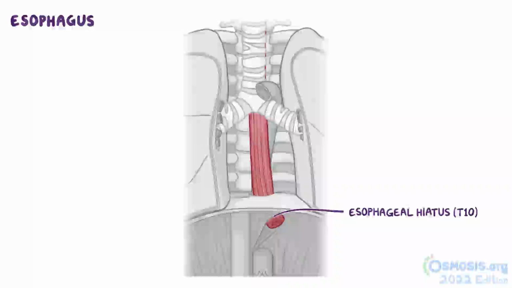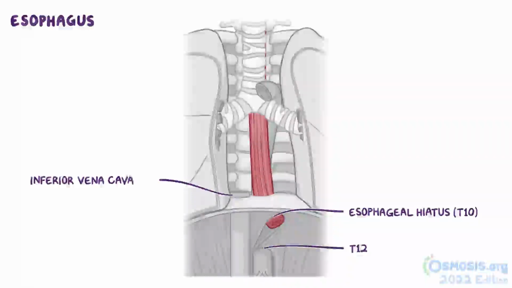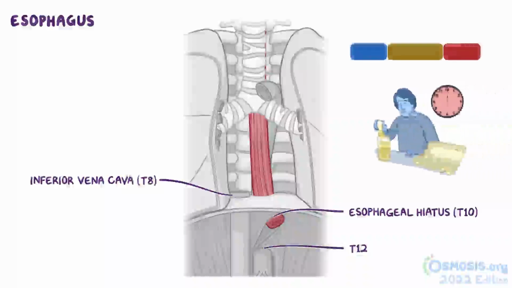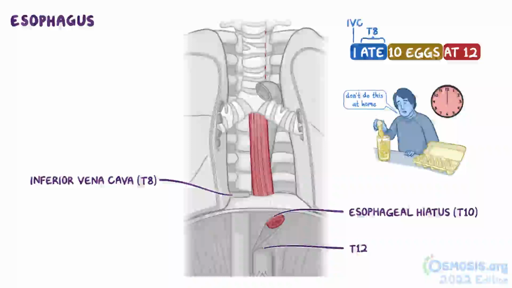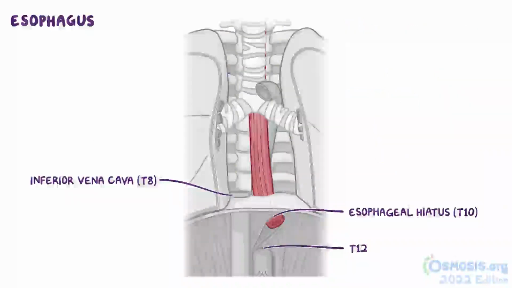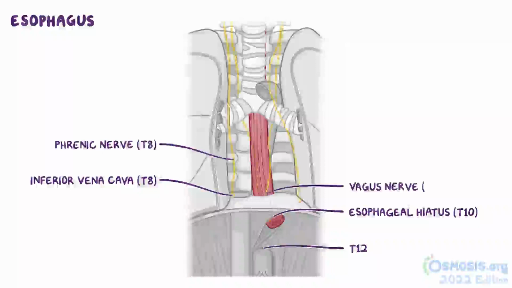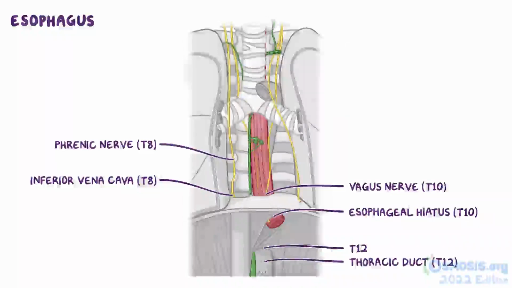Remember that the thoracic aorta passes through the diaphragm at the level of T12 and the esophagus passes at level T10. It's also important that the inferior vena cava ascends through the diaphragm at level T8. To remember these anatomical landmarks, think of the phrase, "I ate 10 eggs at 12." The I represents the IVC at 8, the eggs represent the esophagus at T10, and the 12 is aorta at T12. Also remember, the phrenic nerve pierces level T8 along with the IVC, the vagus nerve pierces T10 along with the esophagus, and the thoracic duct pierces at level T12 along with the aorta.